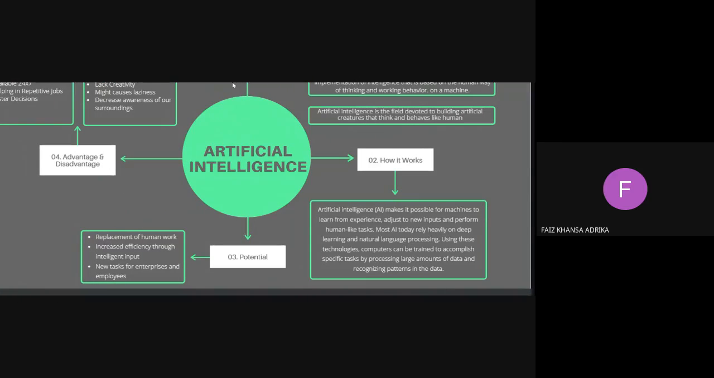Maybe Fadil or Linus. Okay, for the potential of artificial intelligence, it may of course replace human work because machines basically do the tasks that humans usually do. And of course, through machines, it increases efficiency through the input of data that is gathered from the devices, and creates new tasks for enterprises and employees to develop artificial intelligence.